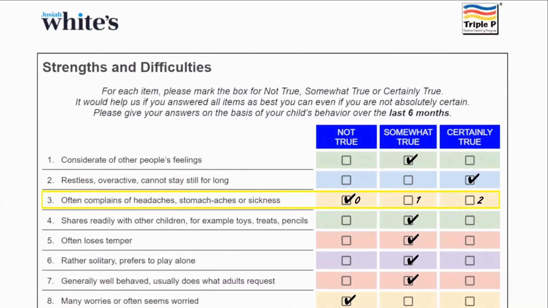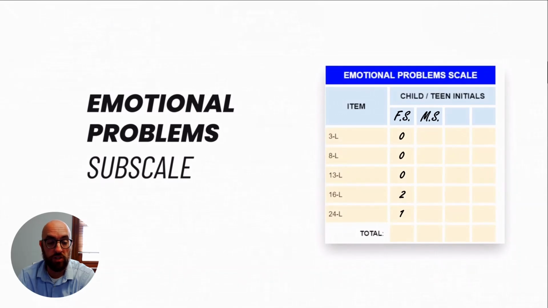This is similar to how you would score it. So not true for left anchored, and I'll get to what that means, but left anchored is going to be a 0, somewhat true is a 1, and then certainly true is a 2. So we're going to go back to the subscale, and you can see here that we're going to transfer those in for Faith. Then we're going to total those and put that total at the bottom.